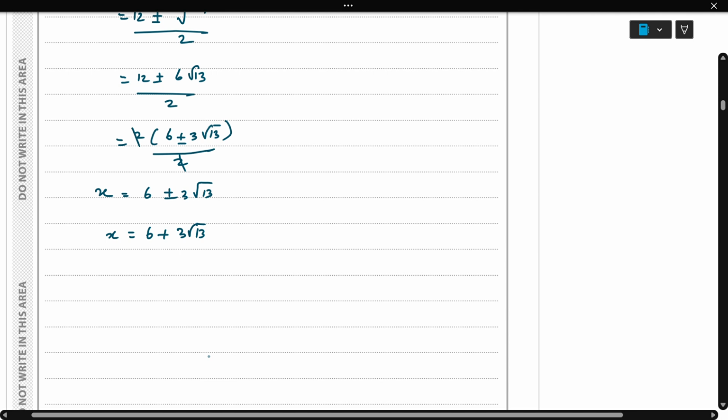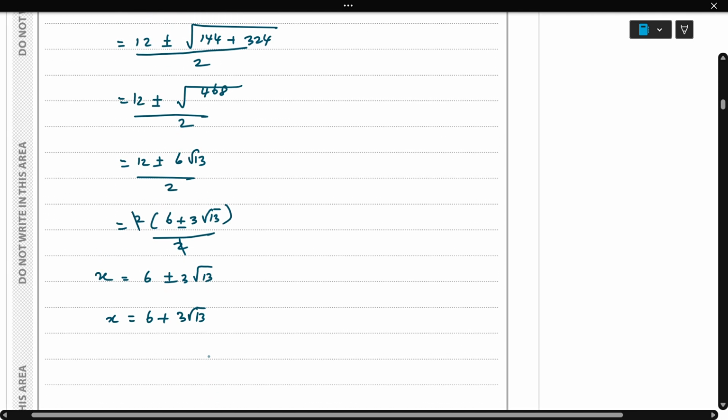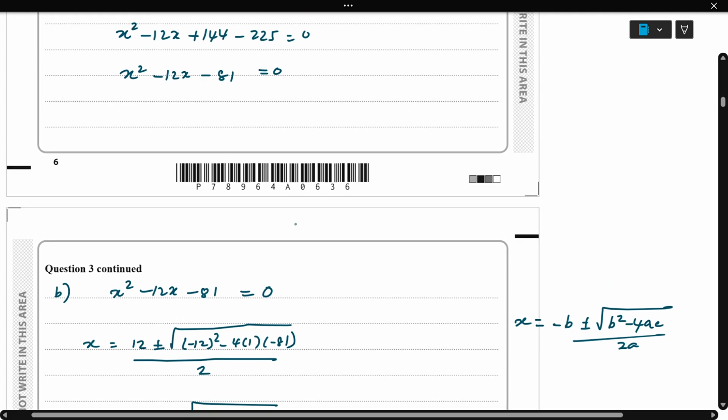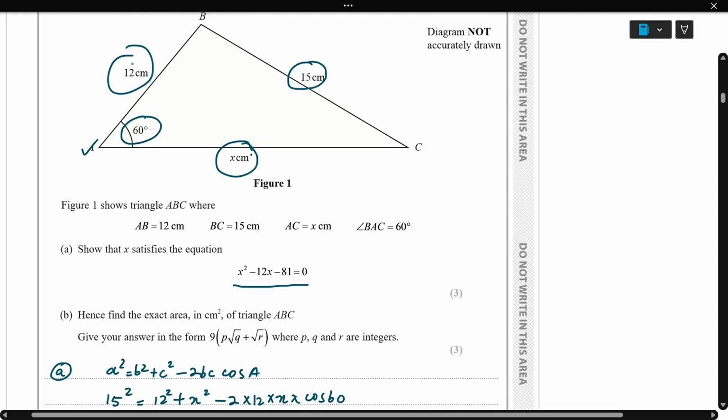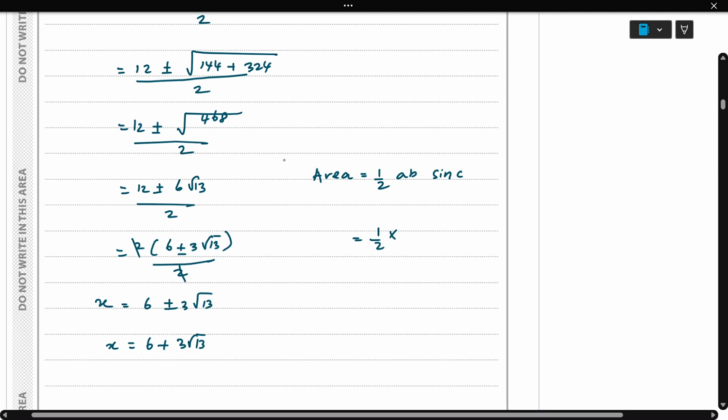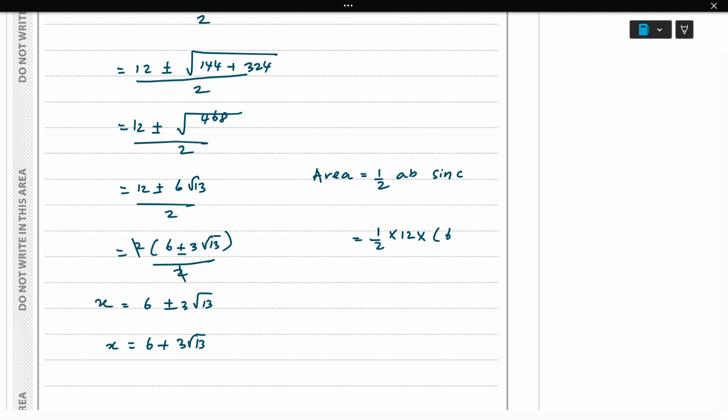We got x, so now we just need to find the area. Area equals half ab sin C, which is half, one side is 12, one side is x, then the middle angle is 60. So half times 12 times the other side, 6 plus 3 root 13, then sin C, which is sin 60.